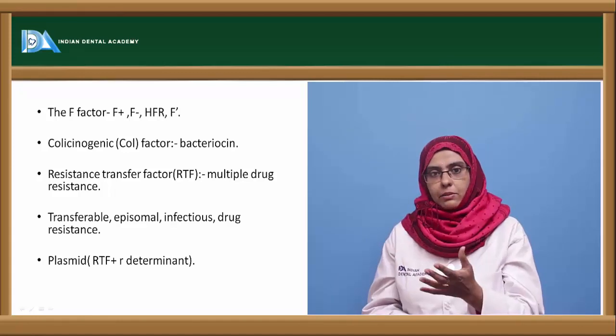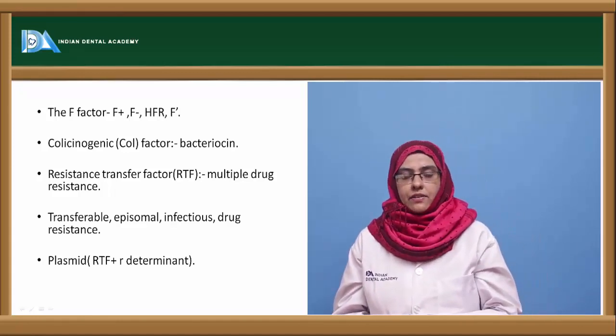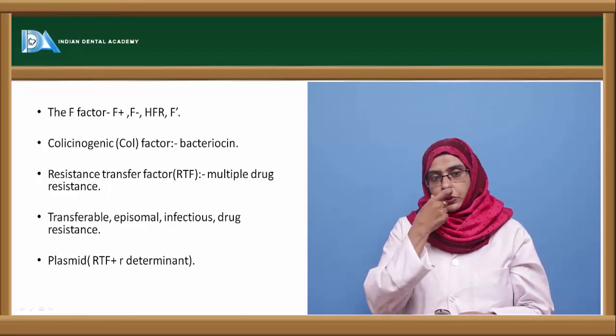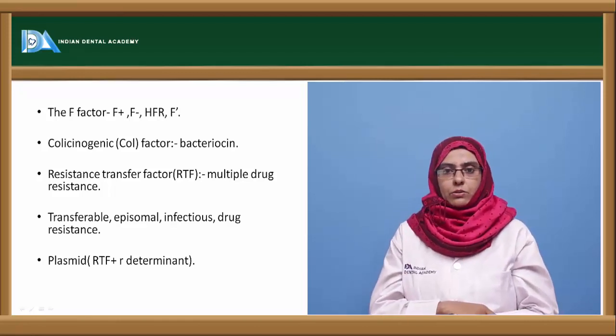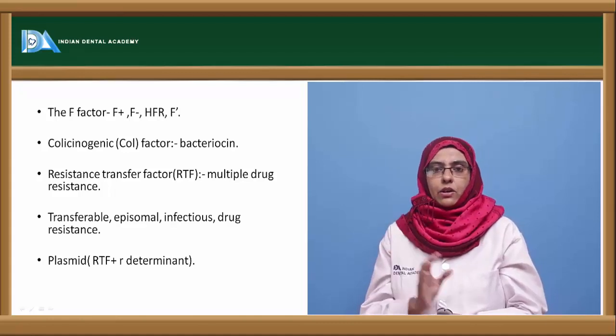And another important component in F factor is the HFR factor. HFR is nothing but high frequency recombinant factor. HFR strains are usually formed when the plasmid DNA gets integrated into the bacterial chromosome. So this is called an HFR strain, so high frequency recombinant strain.